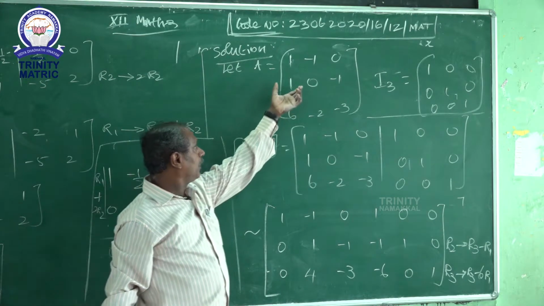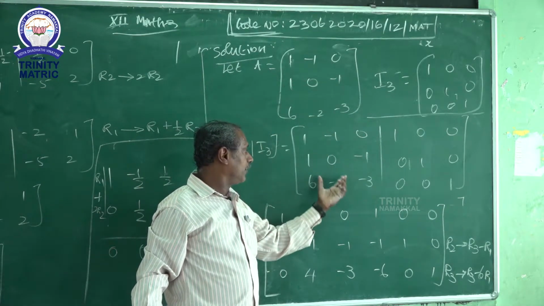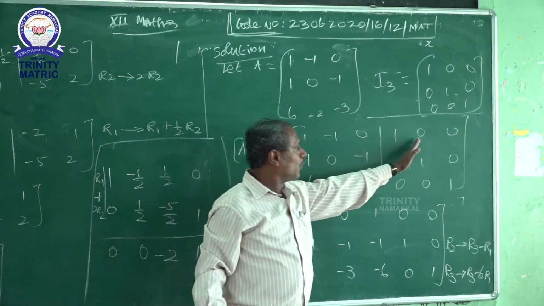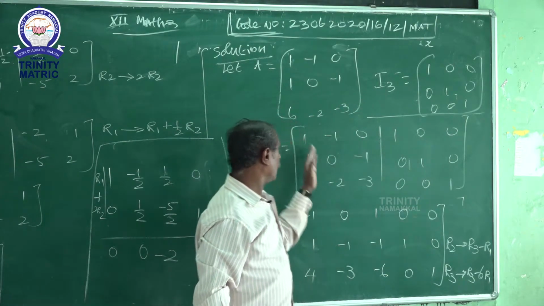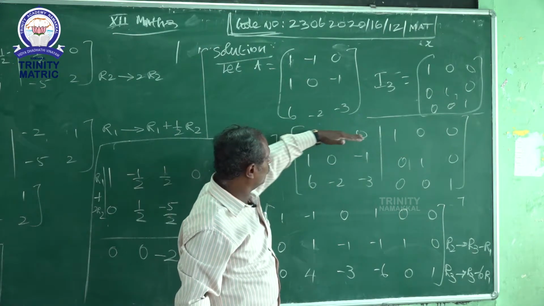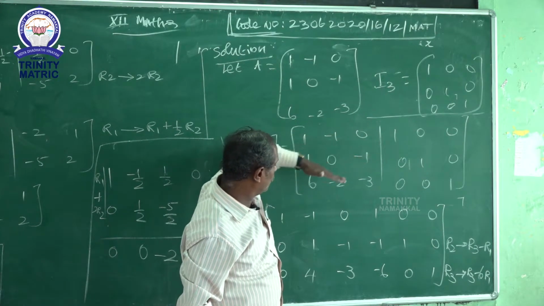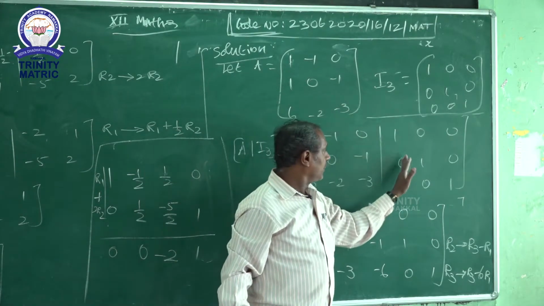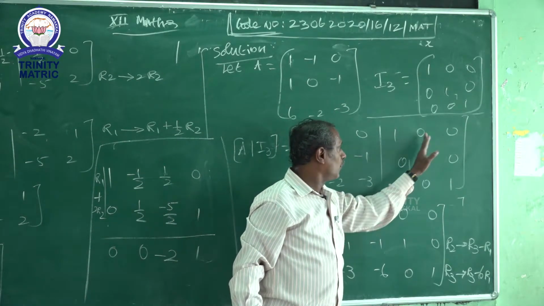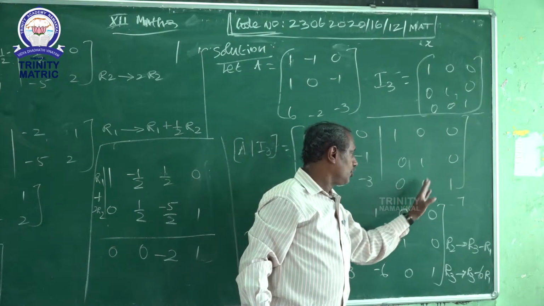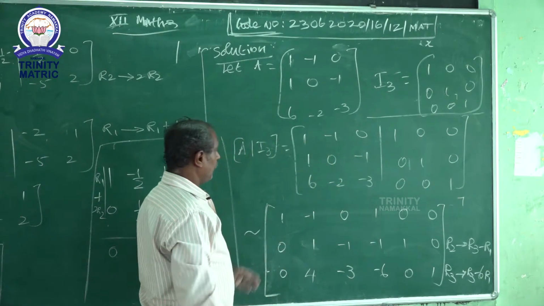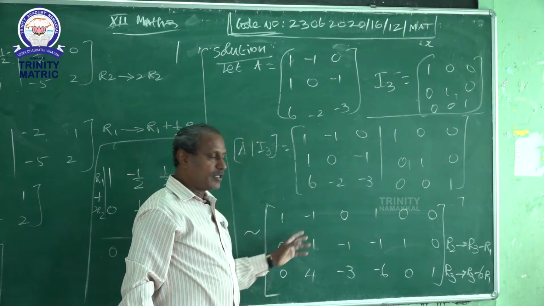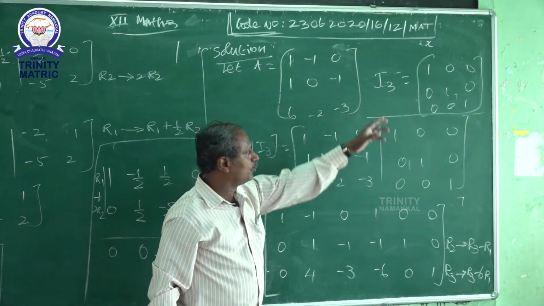For that, write the matrix you first have, then augment it with the second one, the identity matrix 1, 0, 0. That first A matrix is 1, minus 1, 0, 1, 0, minus 1, 6, minus 2, minus 3, as it is, copy it. Then insert the identity matrix of order 3: 1, 0, 0, 0, 1, 0, 0, 0, 1. Now we have to change this A matrix into the identity matrix of order 3.